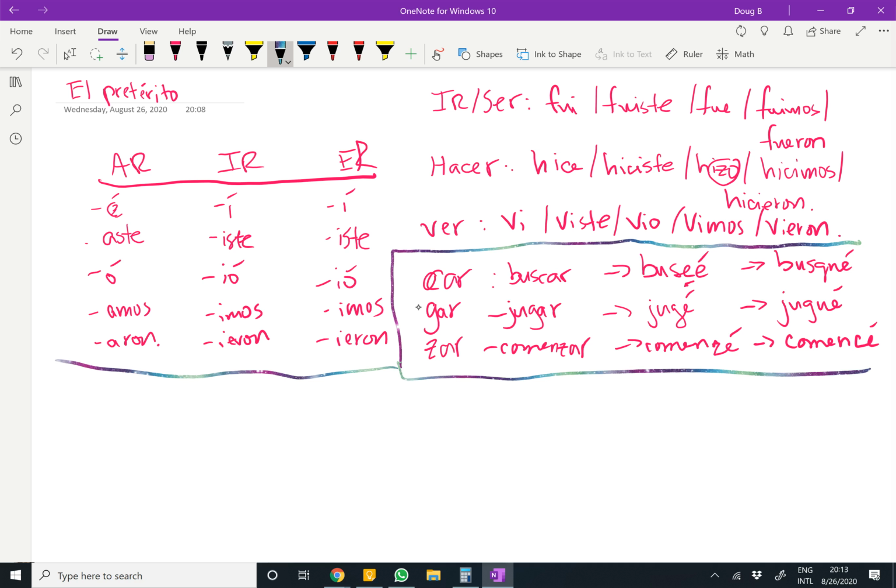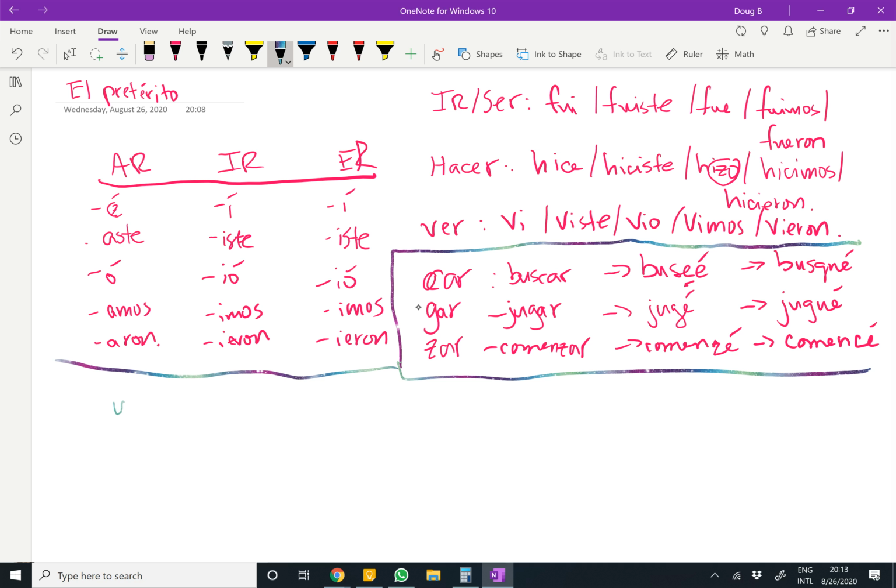However, like buscar, in all the other forms, it doesn't change because we have a CA. Buscaste, there's the hard C sound. Buscó, buscamos, buscaron all have that hard sound except for the yo form. That's why we have to do the changes. So there's one spelling change.